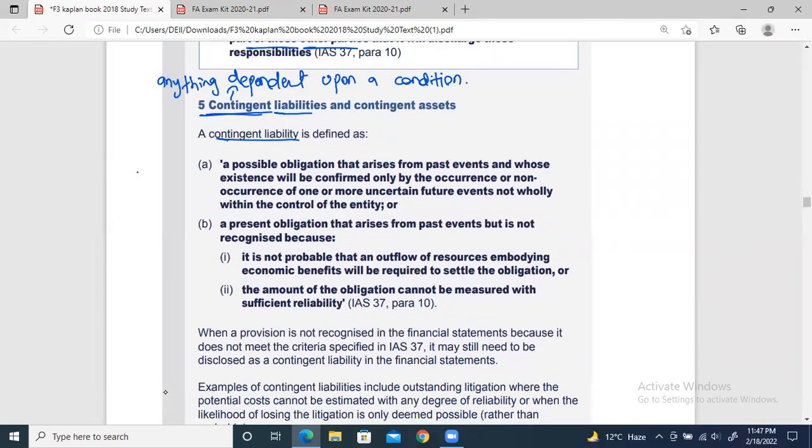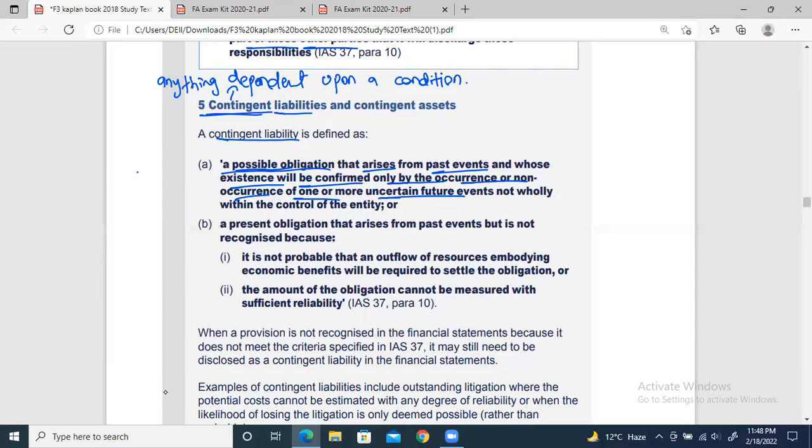Now you remember the normal definition: a present obligation that arises from past events. The only difference you can see over here is a possible obligation. So the word over here is possible. You see that this is attached with a condition. It might arise, it might not arise. So a possible obligation that arises from past events and whose existence will be confirmed only by the occurrence or non-occurrence of one or more uncertain future events.